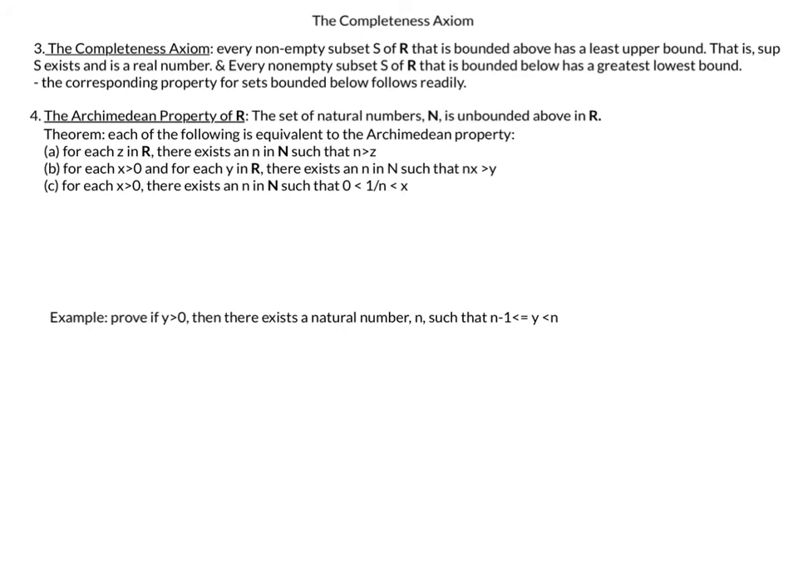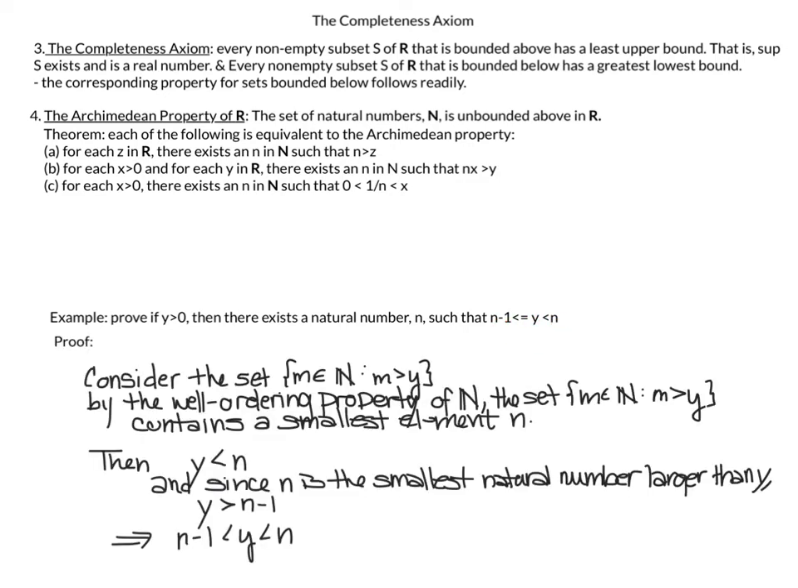Here's an example. Prove if y is greater than 0, then there exists a natural number n such that y is greater than or equal to n minus 1 and y is less than n. So in other words, if y is a real number greater than 0, then you can find two consecutive integers that kind of sandwich the y.